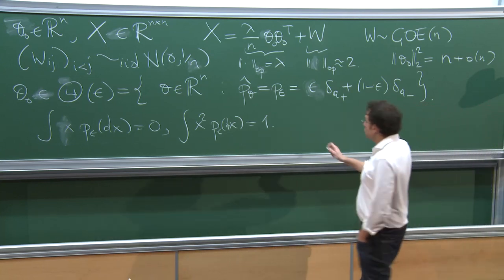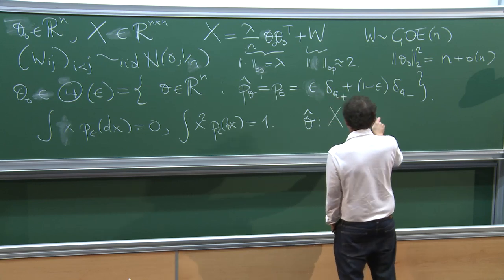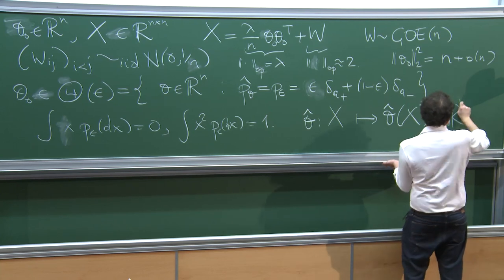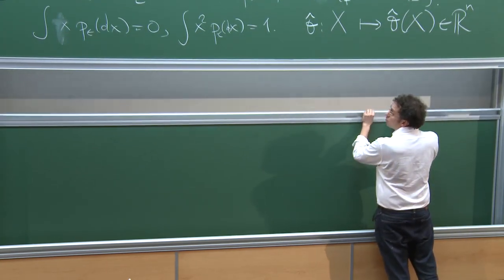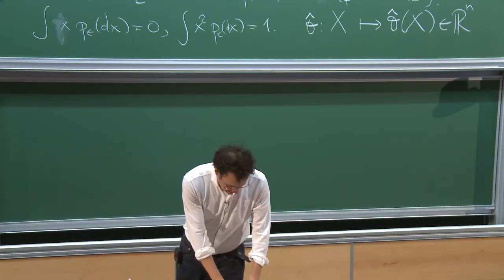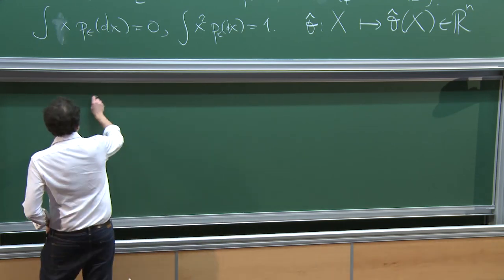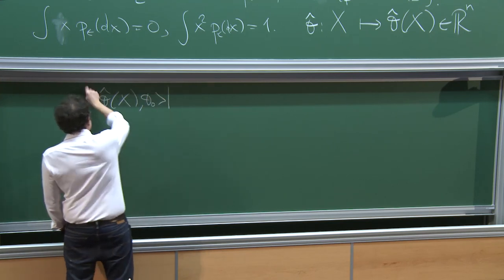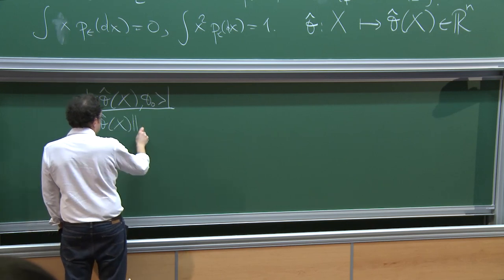And so what I want to do here is come up with an estimator, something that, given a metric, spits out a vector. The way I will quantify the quality of this estimator is simply by computing the scalar product with theta 0, which is basically the same thing that Laurent was computing in the morning. So I'll do the following: I'll compute theta hat of x, theta 0, and normalize by the norms, just to avoid trivialities.